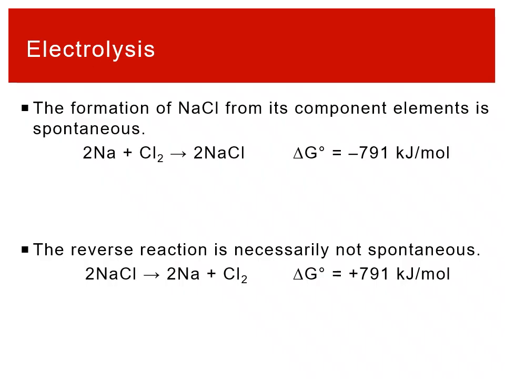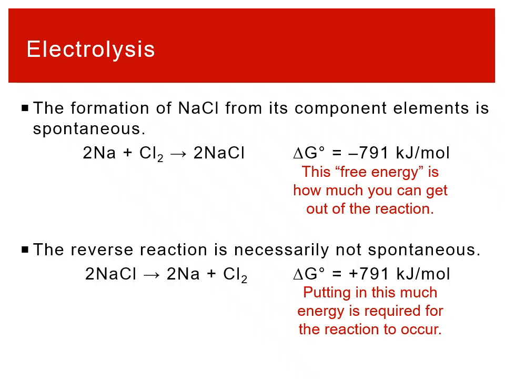And so, the formation of NaCl is spontaneous. The delta G is very negative, so this would just happen on its own. This is how much free energy you could get out of the process. If we reverse the reaction, that has to be a non-spontaneous process. Delta G is positive 791 kilojoules per mole. What that means with the positive, we know positive energies are going into the system. In this case, that is how much energy has to go in as work to cause this reaction to occur.